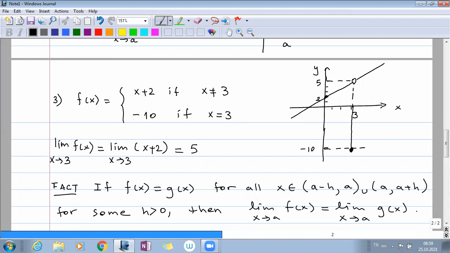Okay? Can I ask a question? Go ahead. Why does h have to be greater than 0? Because if h is less than 0, then the interval a minus h to a doesn't make sense. Okay, thank you.